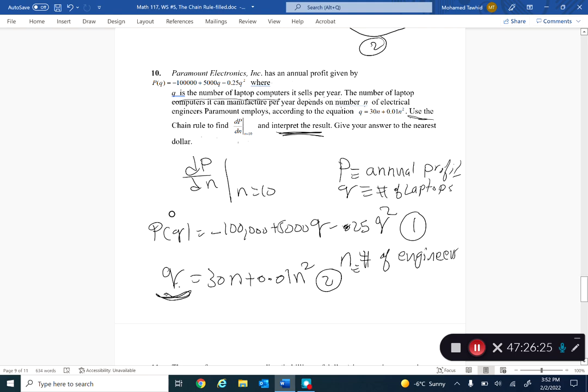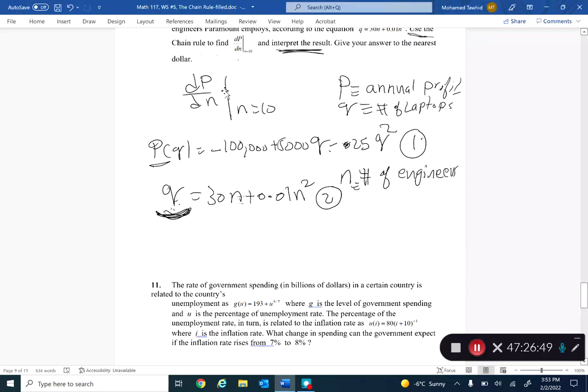Q here is the number of laptops or number of computers, and N is the number of engineers. So it's a relation between the number of engineers and the number of products, or items, which are laptops. In equation 1, as you can see, your annual profit P is a function of Q, and Q is a function of N. Let me write it here so that you can see what is given.